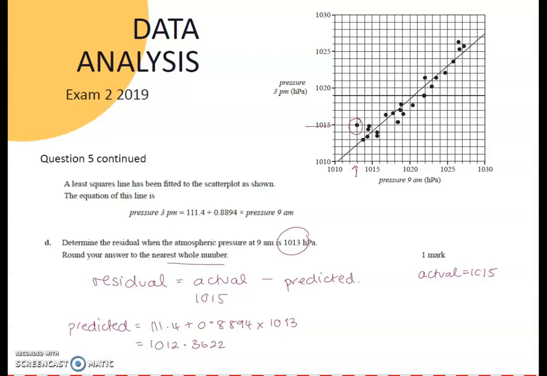I know it's asking for a whole number as our answer. And so here, we're just going to put that value in here. So 1015 minus 1012.3622 gives us a residual value of 2.6378. So to the nearest whole number, our residual value is 3.